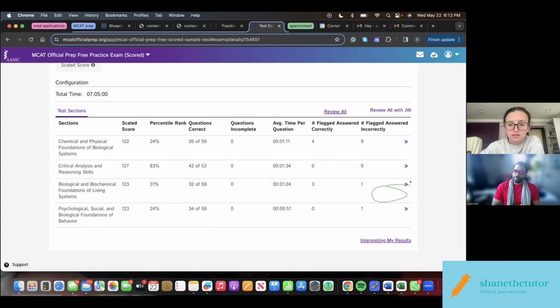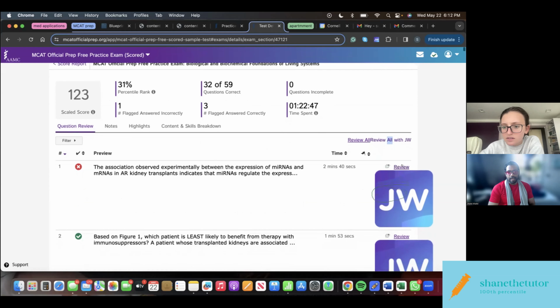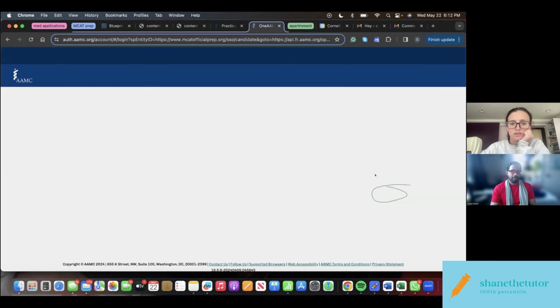Whichever you want to do. I really want to see what's going on in bio, right? Okay, yeah, you could hit that review all with Jack Weston, and it'll give you... It's not running. You might have to refresh, because I think you just got that extension, so I think it needs time to activate or whatever.